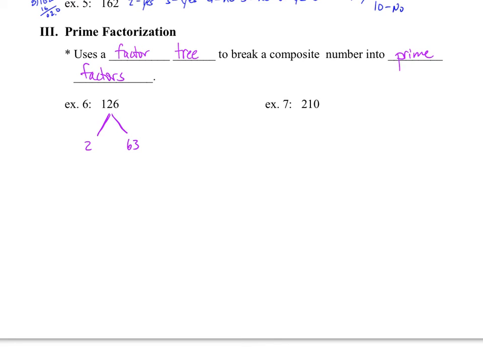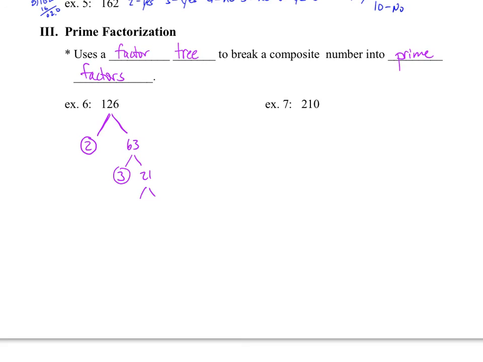Okay. 2, is that a prime number? Yes, so we should circle that one. I always circle my prime numbers so I know that's the end of that branch of the tree. 63. It's divisible by what? 3. Okay. So 3 and... 21. Yes. You were closer. Thank you, Adam, for correcting me.